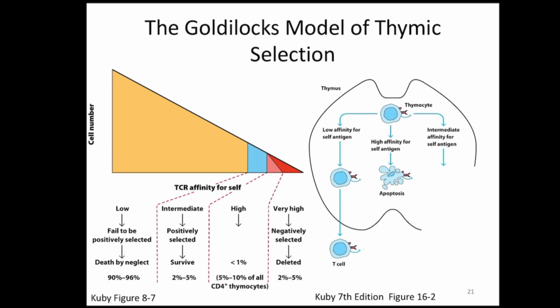It doesn't get a signal to survive. Yep. It doesn't bind to your MHC. It can't bind your MHC. It gets nothing from your MHC. You need the cell to be able to get a little pat on the head from your MHC, right? If that cell gets nothing from your MHC, it's not a good T cell. It's not a T cell you actually want to put out into the periphery because it's useless, right?